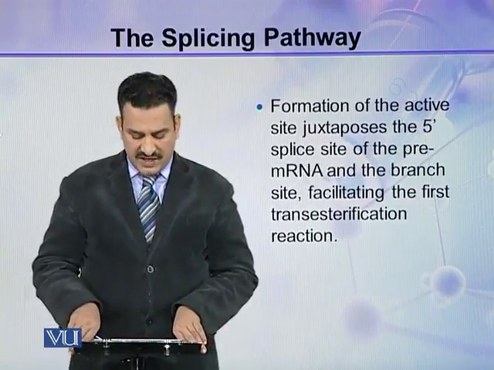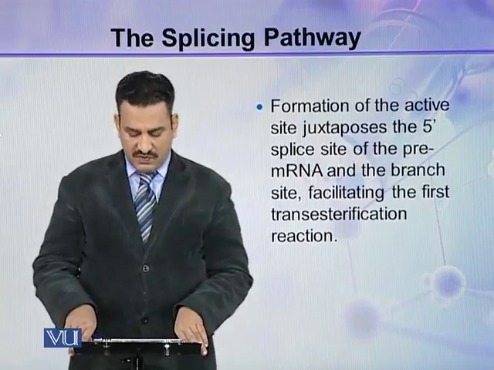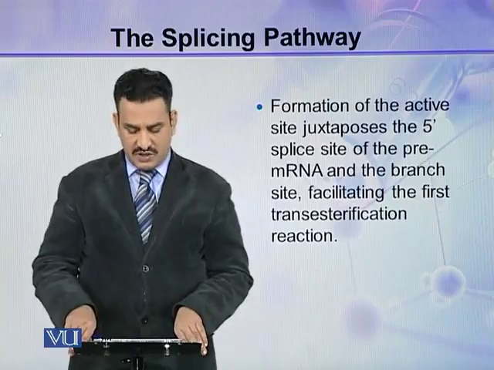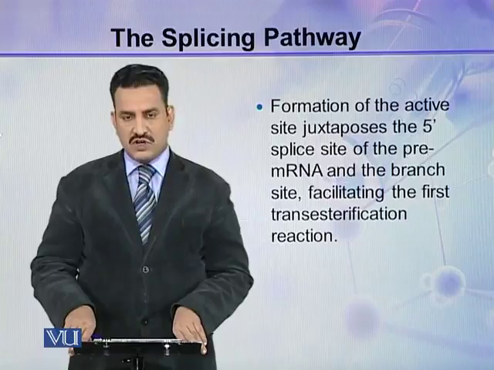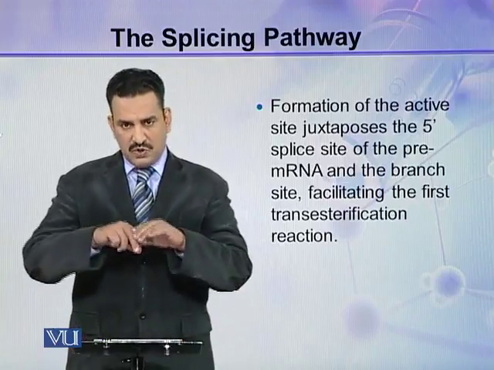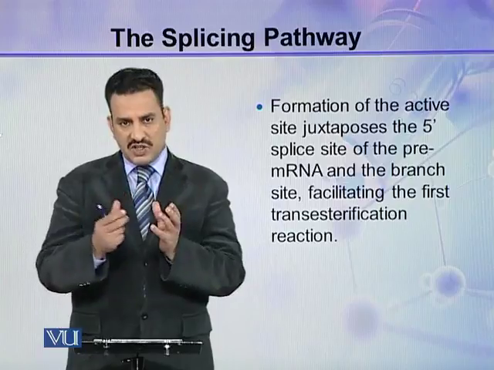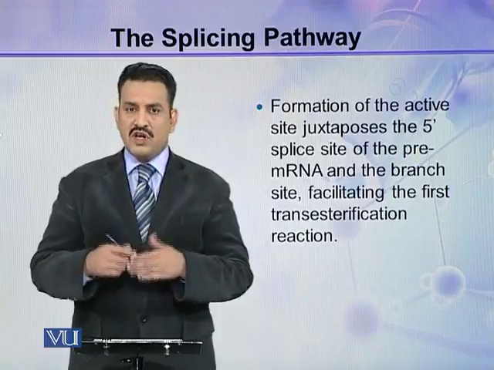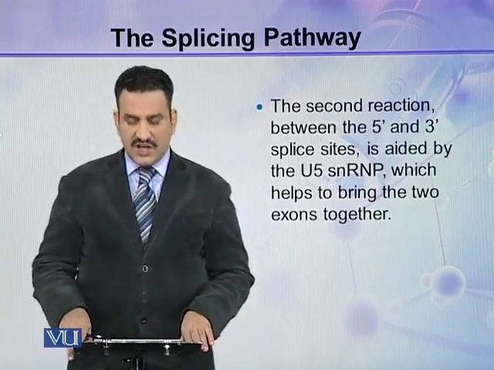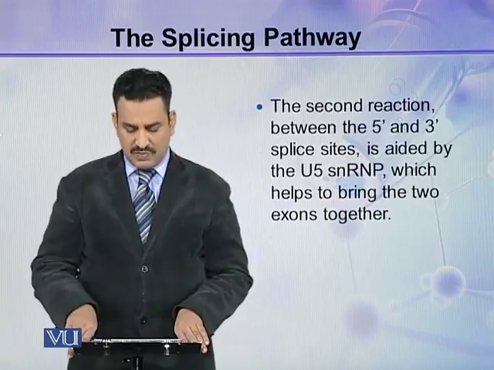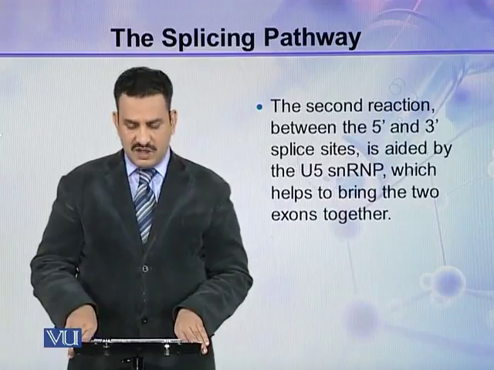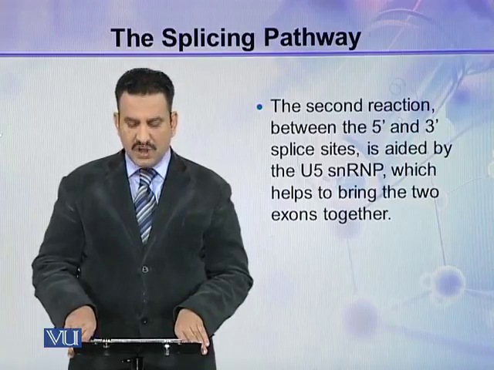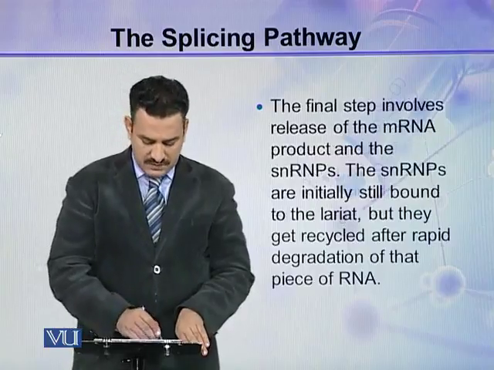Formation of the active site juxtaposes the 5' splice site of the pre-mRNA and the branch site, facilitating the first transesterification reaction. So the positions are arranged such that the first transesterification reaction can take place. The second reaction, between the 5' and 3' splice sites, is aided by the U5 snRNP, which helps to bring the two exons together.